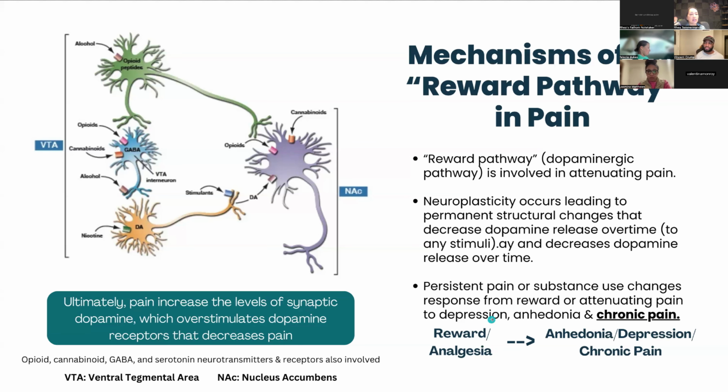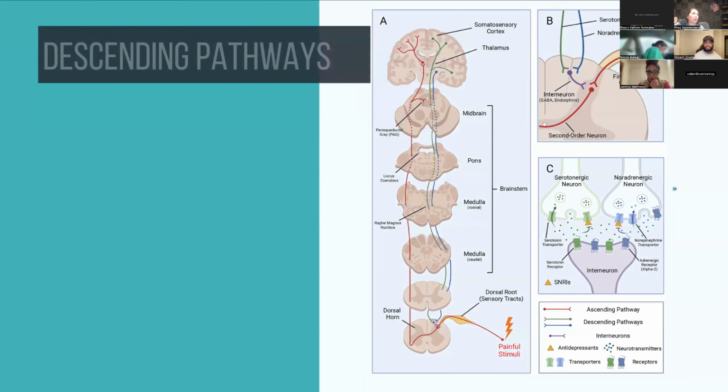And so, because a lot of these pathways are involved in also anxiety and depression, people often, with chronic pain, will develop these disorders. We can get into substance use disorder in a different lecture, but you can see that because these areas are also involved in substance use disorder, about 50% of people with substance use disorder also have a chronic pain condition. So there's a lot of overlap there. So that's the reward pathway.